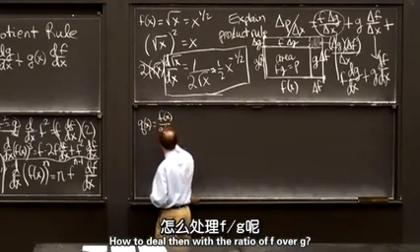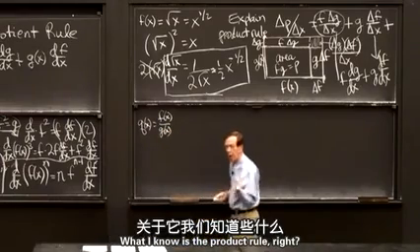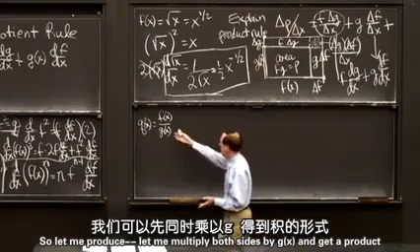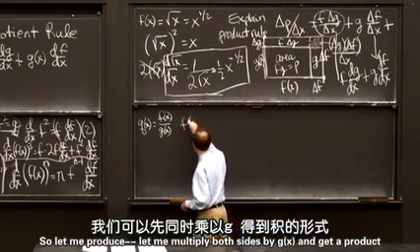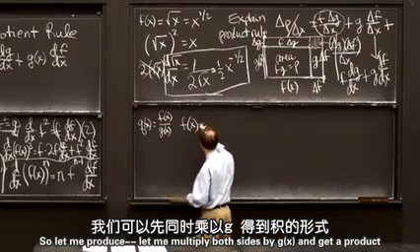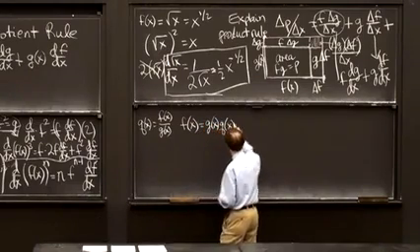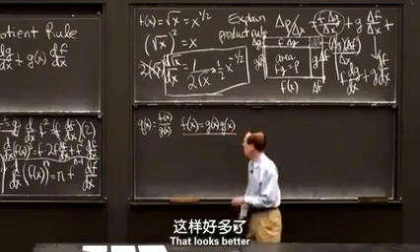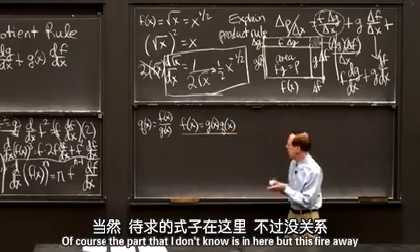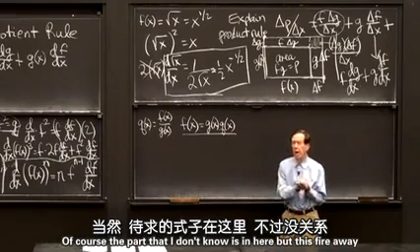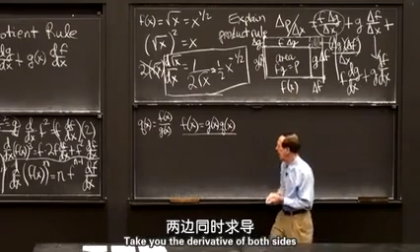Well, what I know is the product rule, right? So let me multiply both sides by g of x and get a product. There, that looks better. Of course, the part that I don't know is in here, but just fire away. Take the derivative of both sides, okay?